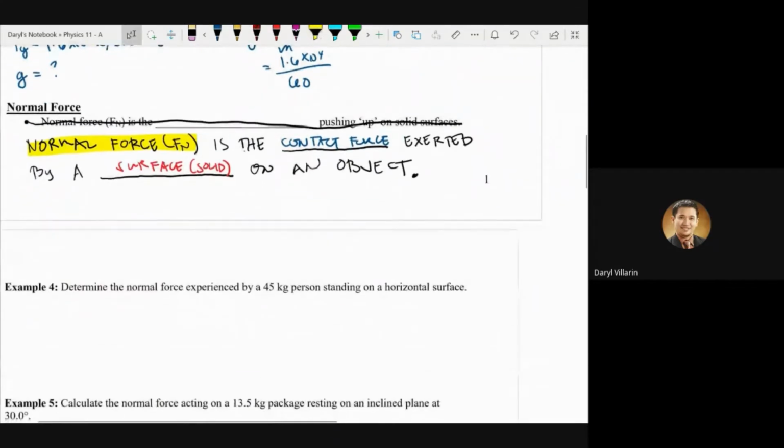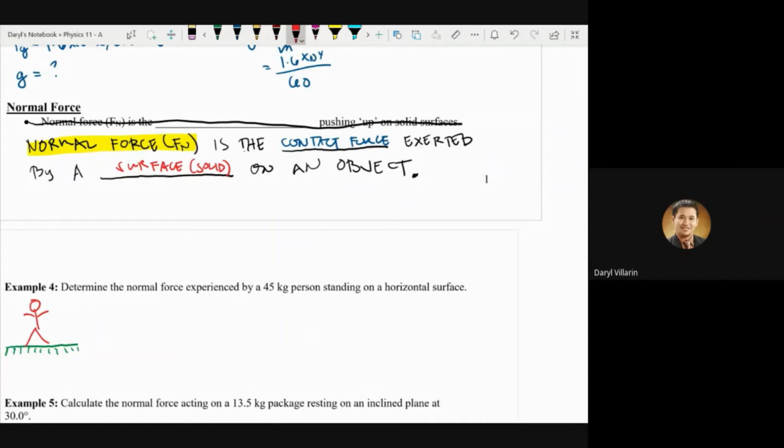So let's take example number 4 here. Determine the normal force experienced by a 45-kilogram person standing on a horizontal surface. So if this is your surface here, you have an object, or you have the person standing. Determine the normal force experienced by the 45-kilogram person.